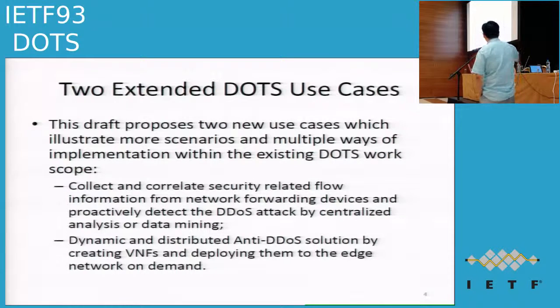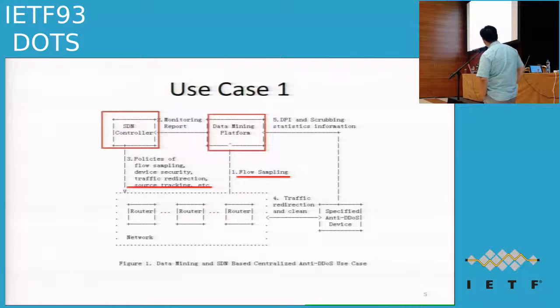Okay, next page. This is the first use case. I don't want to talk about details. Actually, this is a closed loop feedback system. We have the controller, we have the flow collector, and based on this loop, we can get information and mitigate the DDoS attack. This is the first use case.